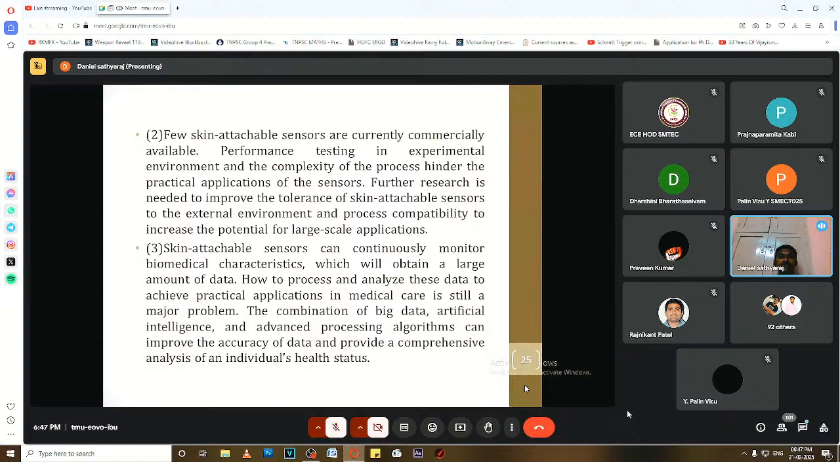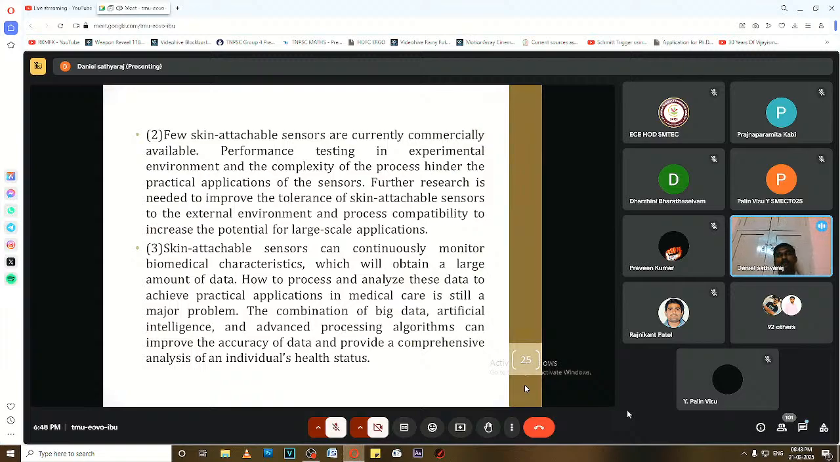And it can continuously monitor the biomedical characteristics. It will obtain a huge amount of data, and how to process and analyze that data for application in medical care is a major problem. So far we have gone many fold with data analytics and data processing, but still in medical data analysis a lot of scope for research is there. Advanced processing algorithms can also be developed using this.